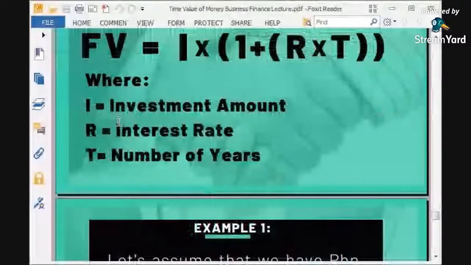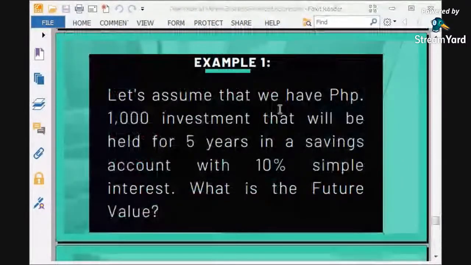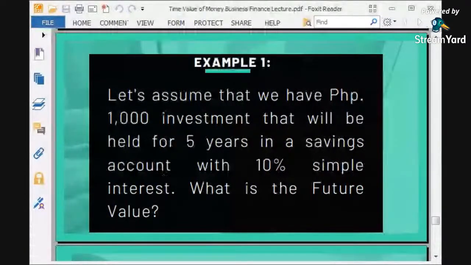Let's assume that we have a 1,000 pesos investment that will be held for 5 years in a savings account with 10% simple interest. What is the future value? In this example, what we are trying to find is the future value, or after 5 years, how much the 1,000 pesos will be worth that we will invest in a savings account with 10% simple interest paid. So using the formula for simple interest future value, this is our formula.